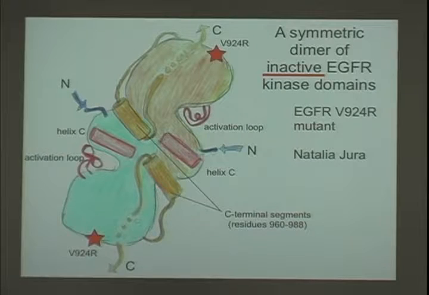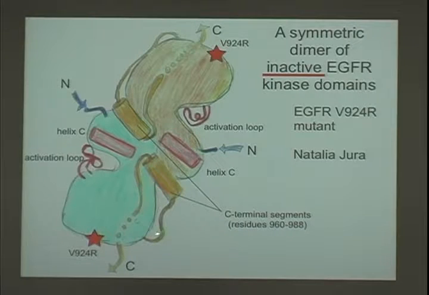Now, with this background in mind, we were gratified when, in our tinkering with the kinase domain of EGFR, Natalia Jura obtained an inactive dimeric structure of the EGFR kinase domain. Like any of these structures, you have to ask whether it's relevant, but I'll point out several things here and show you aspects of the structure that tell us that it's relevant for maintaining the inactive state.